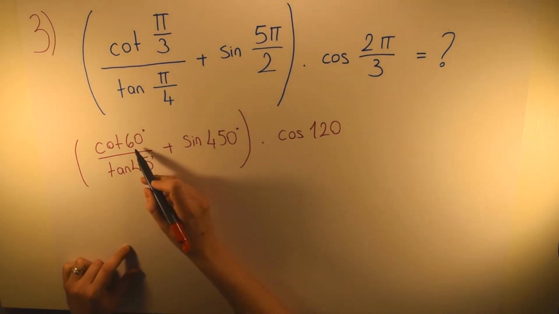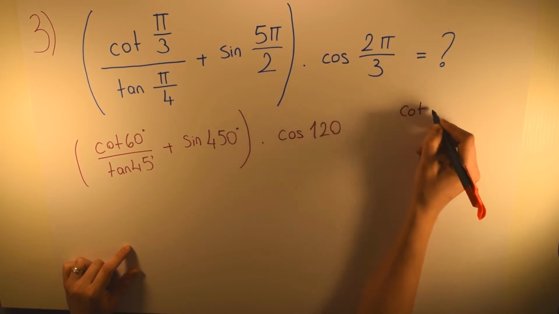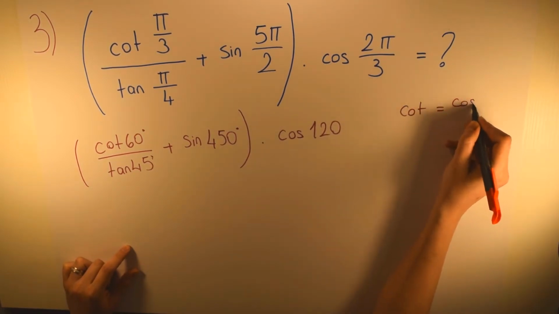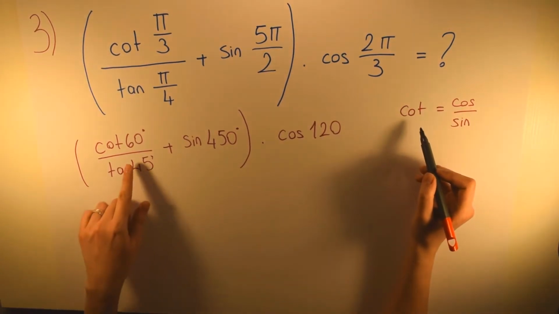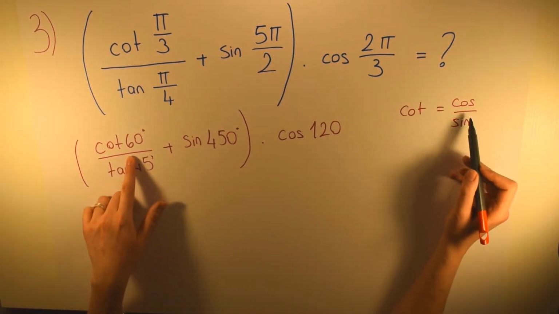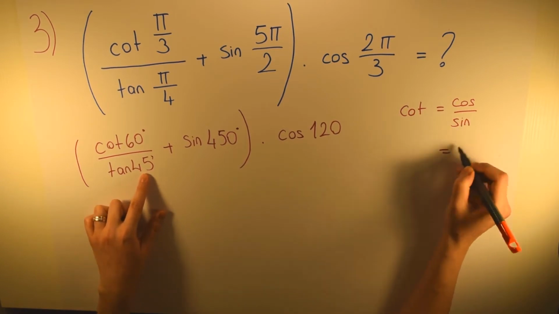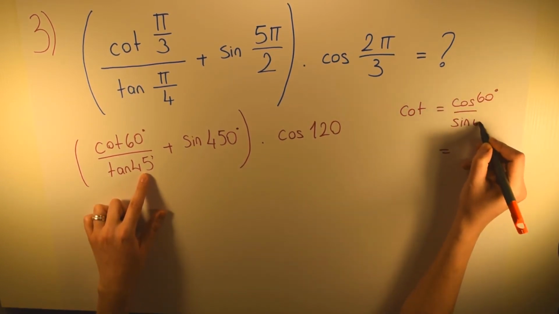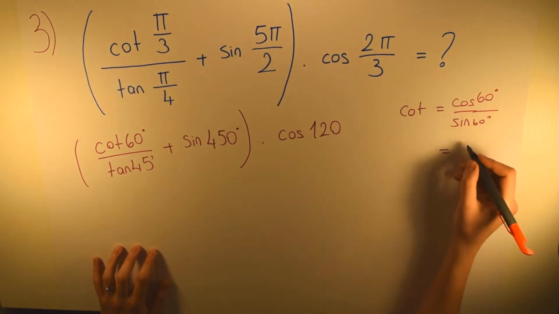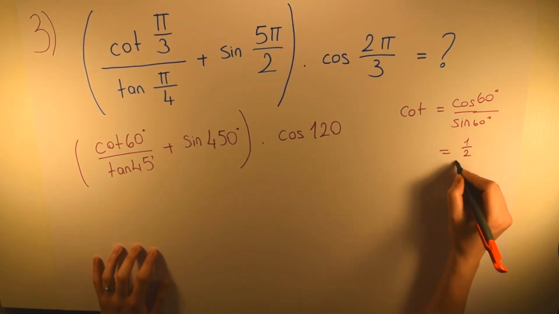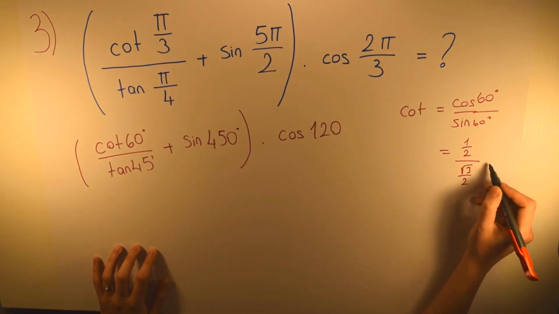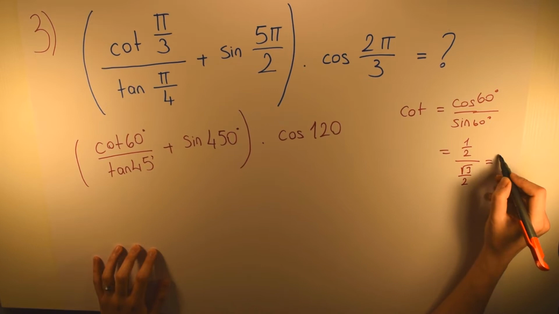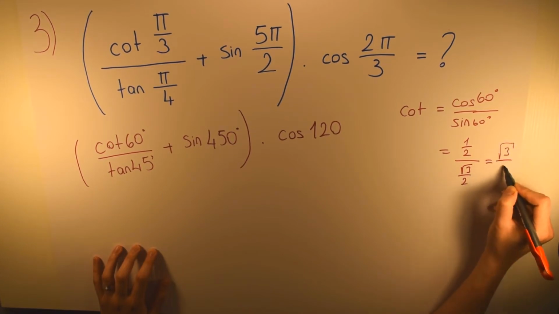Here we have cotangent 60. Cotangent is equal to cosine over sine. So cotangent 60 is cosine 60 over sine 60. We know that cosine 60 is equal to 1 over 2, and sine 60 is equal to square root of 3 over 2. So here we will have square root of 3 over 3.